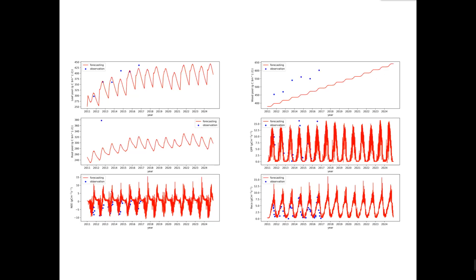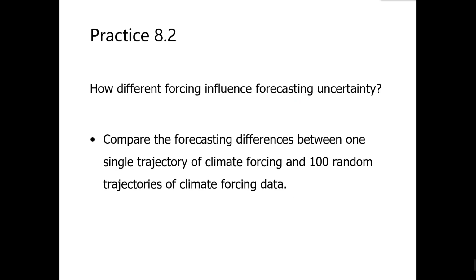And this is another set of forecasting. Now the model simulation can capture the leaf carbon. However, it failed to simulate wood and root carbon. So you can try to run other forecasting using different data assimilation output, but this is time consuming. So I will move to the next practice, how different forcing influences forecasting uncertainty.